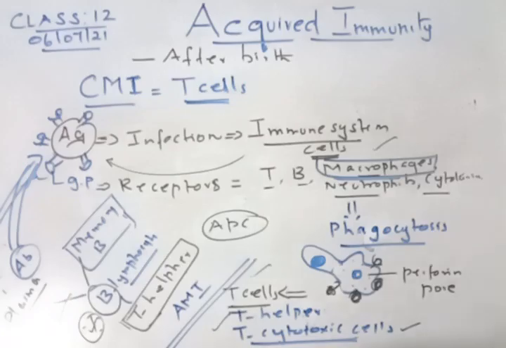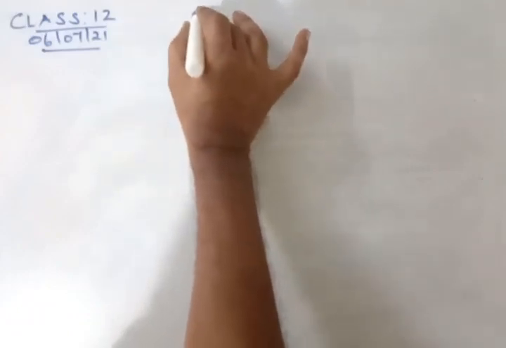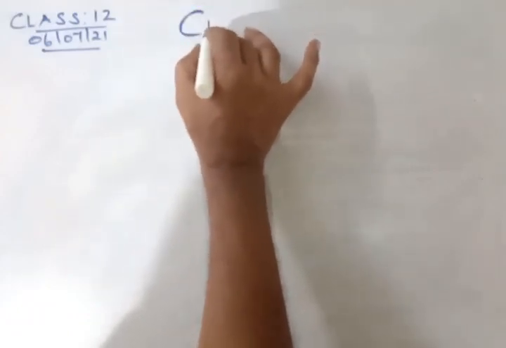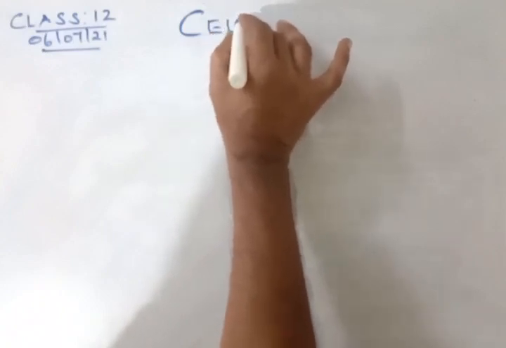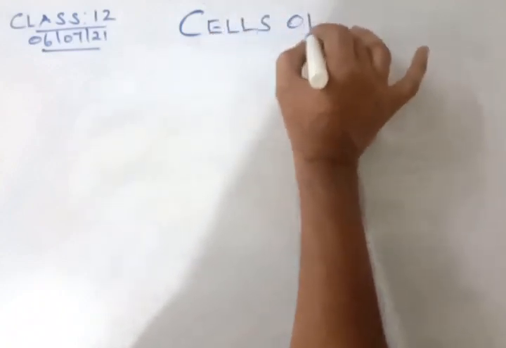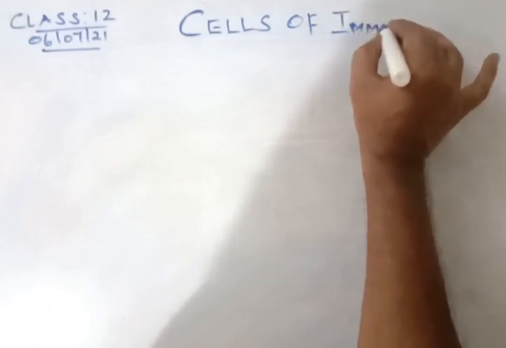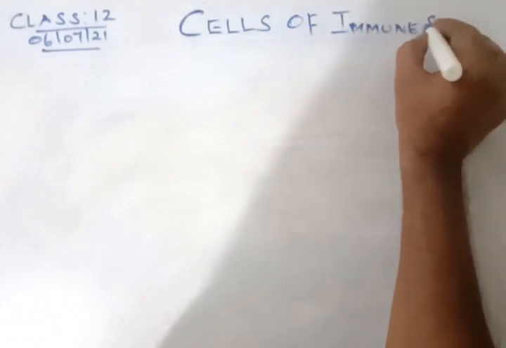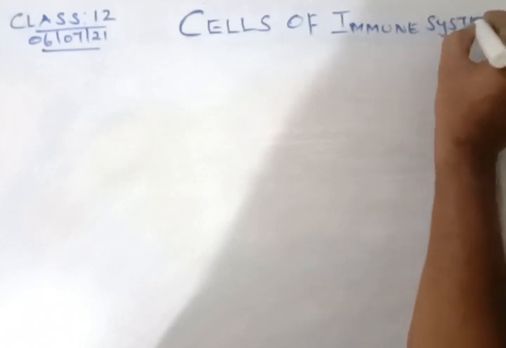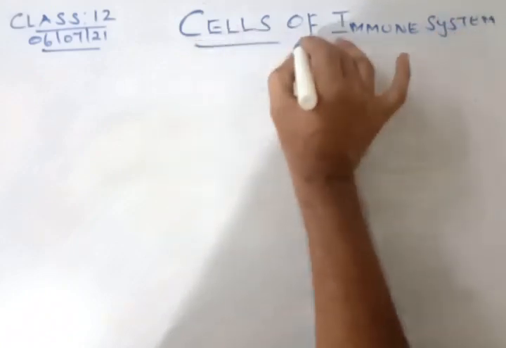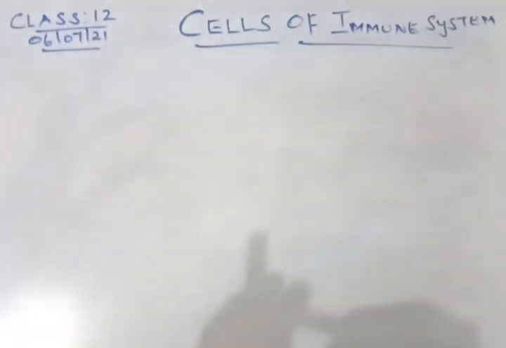Clear? Right. One topic I will add along with this, because so far we were discussing B cells and T cells and all. One more topic you can study along with this is the cells of the immune system. What are all the cells involved in the immune system? That is the cells of the immune system. Along with this we will just complete it.